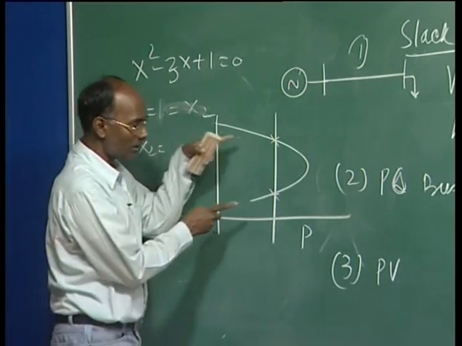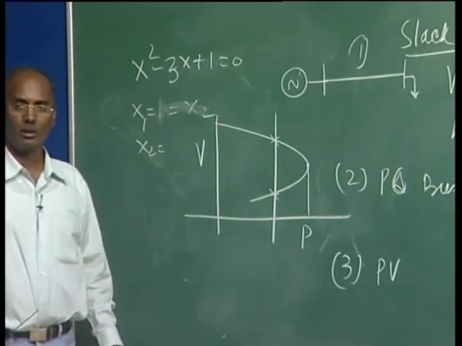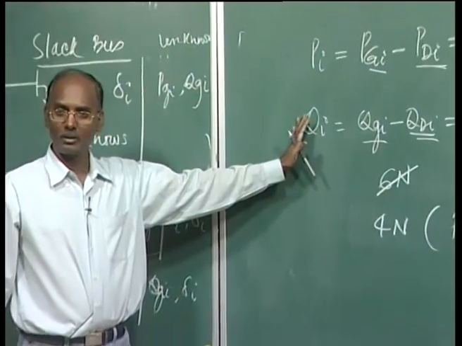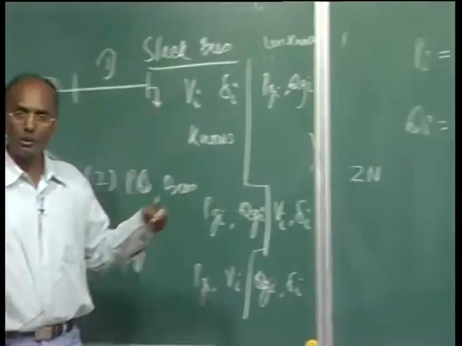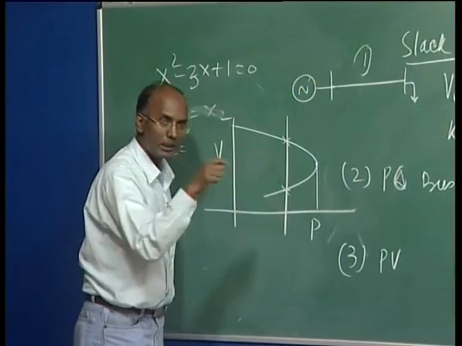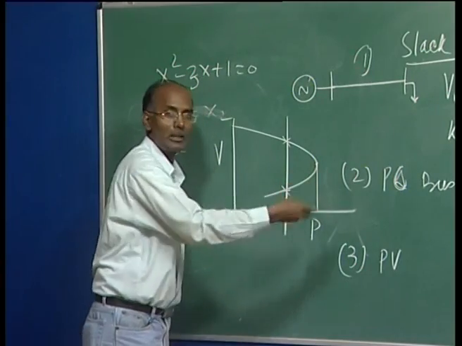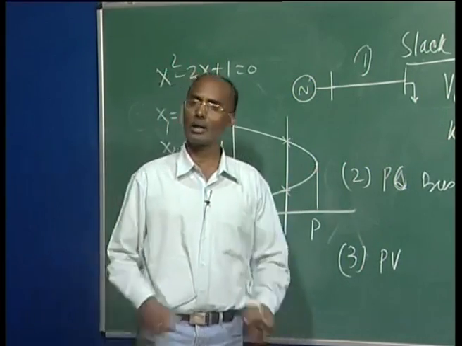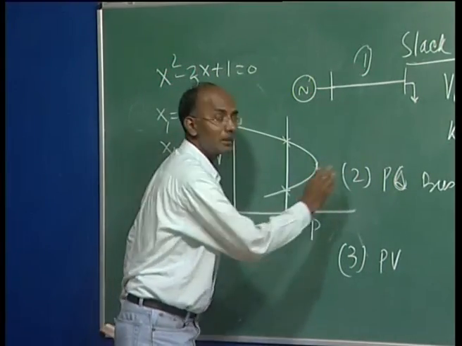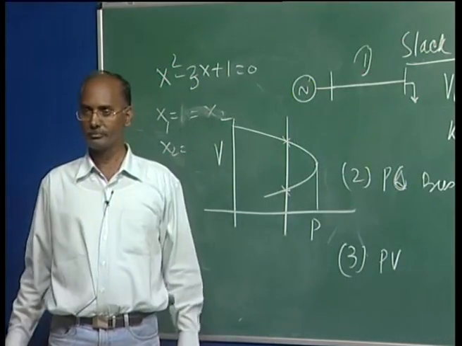But once you are coming here, you are getting only one voltage at this point. So here also you have multiple solutions, but if the system loading keeps on increasing, some of the solutions coincide with each other, and finally you have only one solution, and after that there is no solution. You cannot have a solution at all. Beyond this it is called the unsolvable condition, meaning you cannot solve this nonlinear equation.